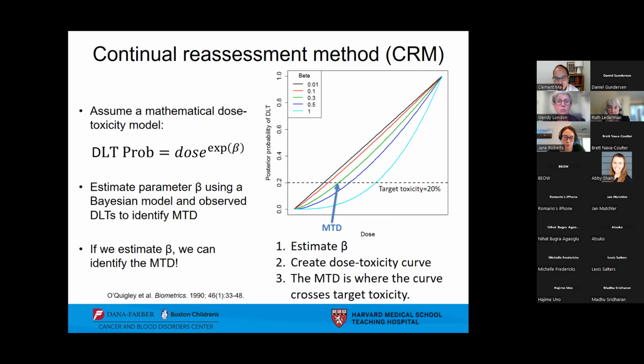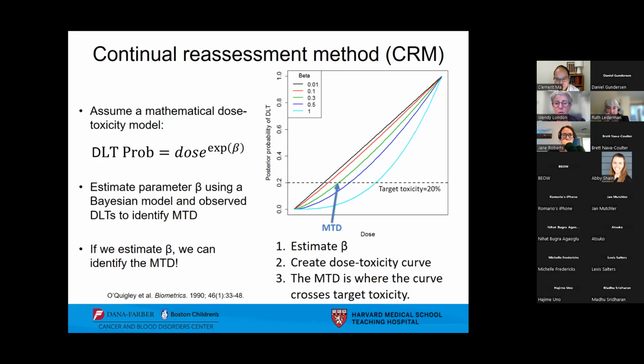So in the continual reassessment method, we use a mathematical dose toxicity model. So the probability of a DLT is equal to the dose raised to the exponent of a parameter that we can modify. So the parameter beta, depending on its value, changes the curve relationship between the dose and the posterior probability. So in the plots on the right, you can see varying values of beta and how it changes the assumption that we make about the relationship.